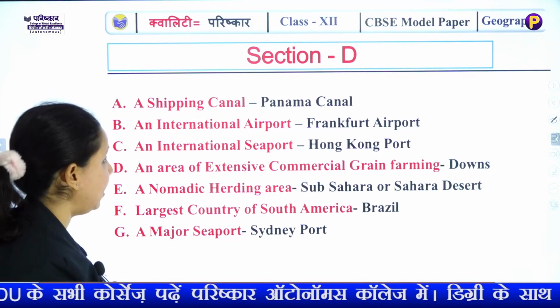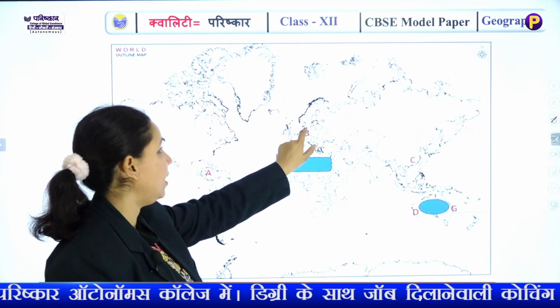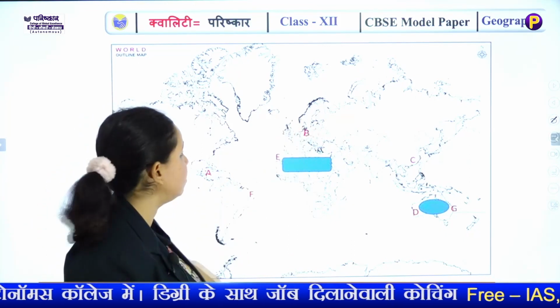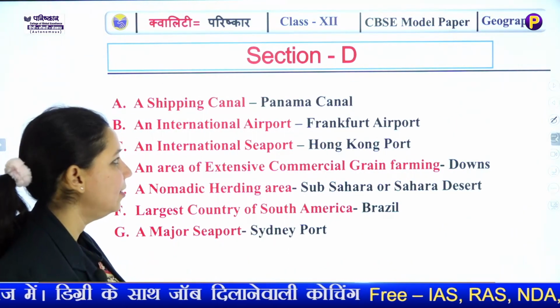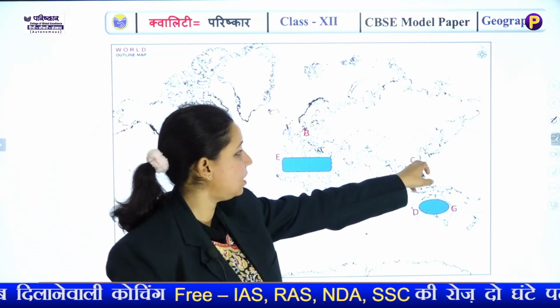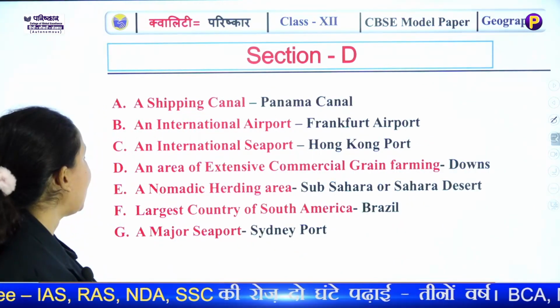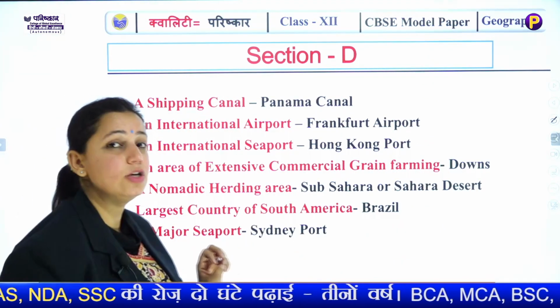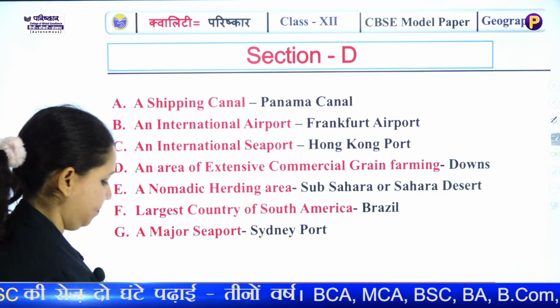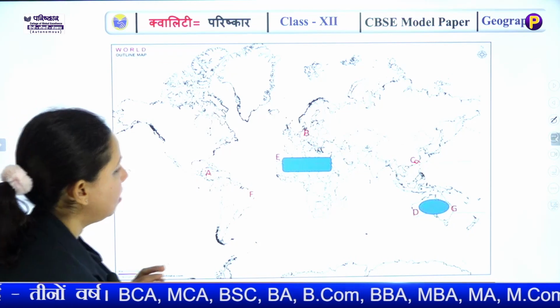An international airport. Now you should know which international airport is located here. Which country is this? It is Frankfurt Airport. An international seaport. Which place is this? Hong Kong. An area of extensive commercial grain farming. Downs.